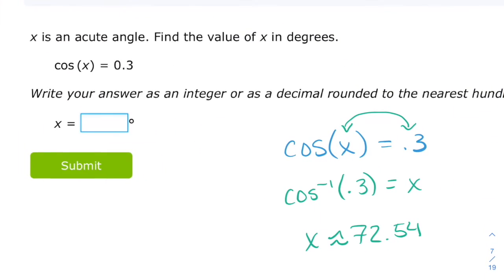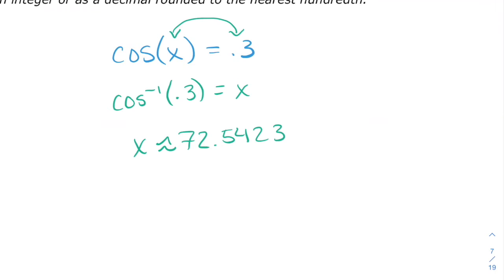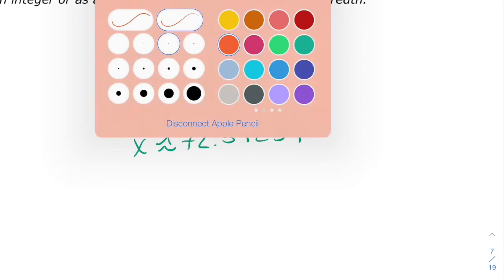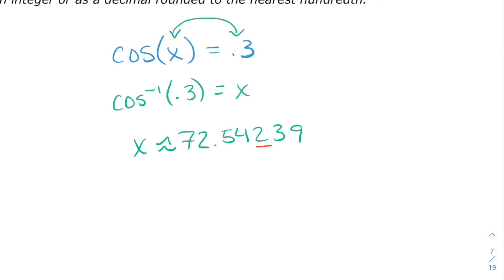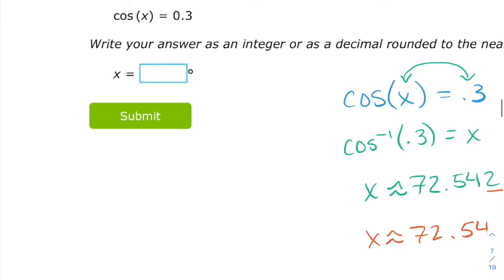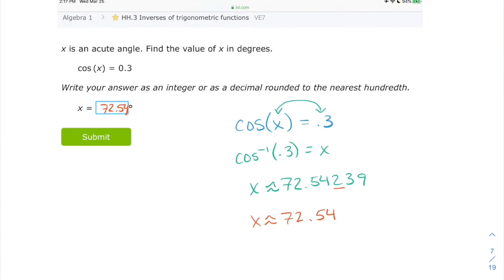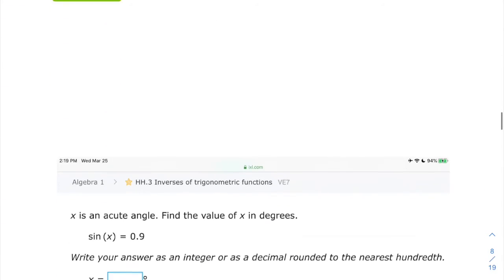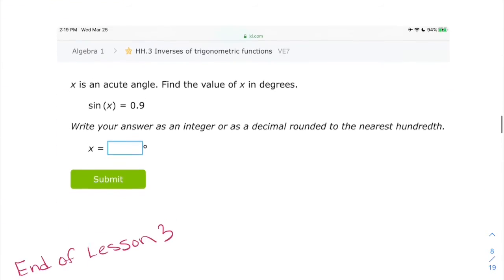54239. And now I'm going to focus on the 2. So x approximately equals 72.54. It rounds off. So 72.54. I think I have one more. Oh no, I did two more.